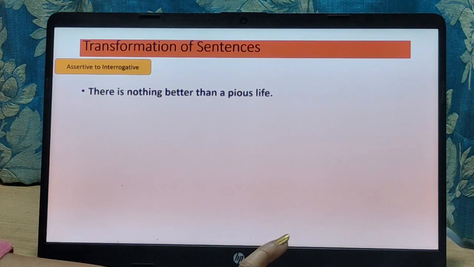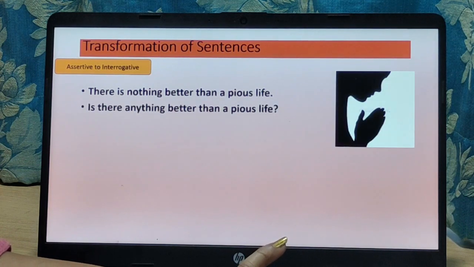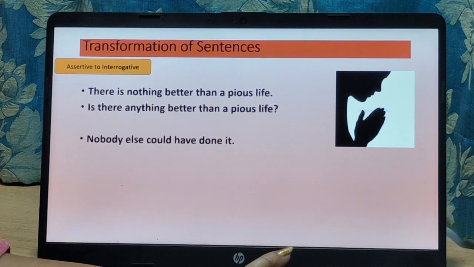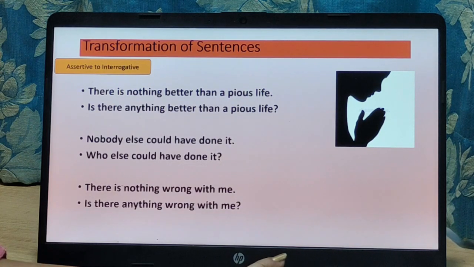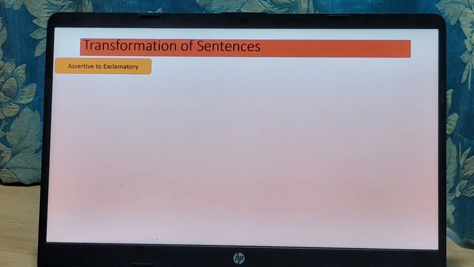Let us now go to the next type of sentence, assertive to interrogative. "There is nothing better than a pious life." If I have to get the answer, I just ask, "Is there anything better than a pious life?" That becomes an interrogative and the meaning is the same. "Nobody else could have done it." "Who else could have done it?" "There is nothing wrong with me." What can be the answer? "Is there anything wrong with me?" So these are the sentence types.